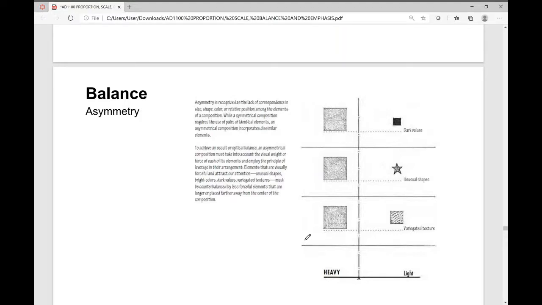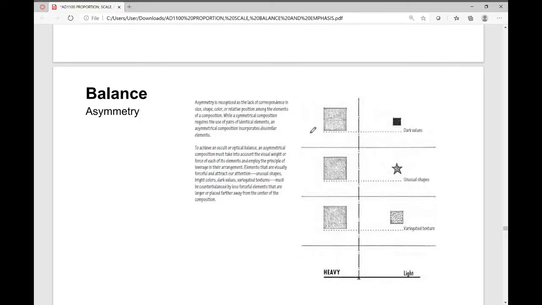So unusual shapes, bright colors, dark values, and variegated textures create this counterbalance by less forceful elements. This is very prominent in interior design when you're trying to create asymmetrical formations, and also in architecture, where you want to create a level of asymmetry in a space but still create balance, so that it is generally closely knit or closely related.